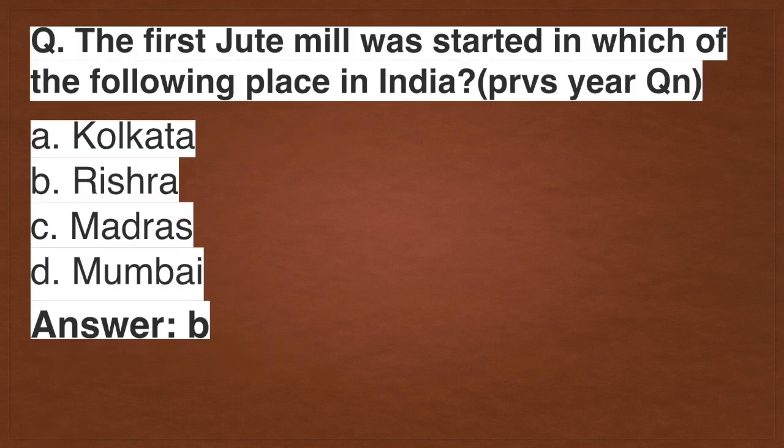The first jute mill was started in which of the following places in India? A. Kolkata, B. Rishra, C. Madras, D. Mumbai. This was also discussed in our previous video, Economic Impacts of British Rule. The first jute mill was started in 1853 in Rishra, Bengal. In 1882, there were 20 jute mills, many of them in Bengal. The right answer is Rishra, Bengal.